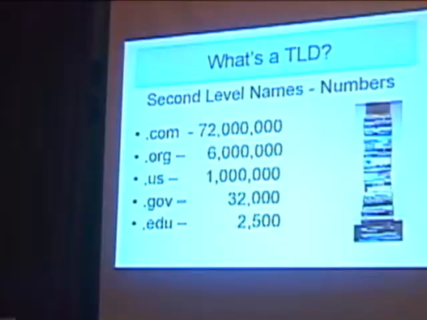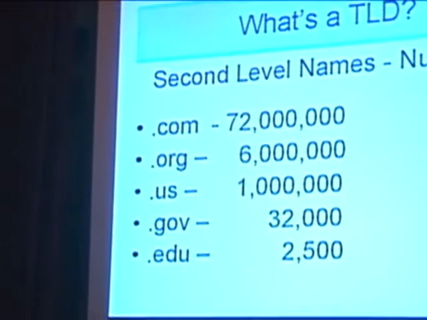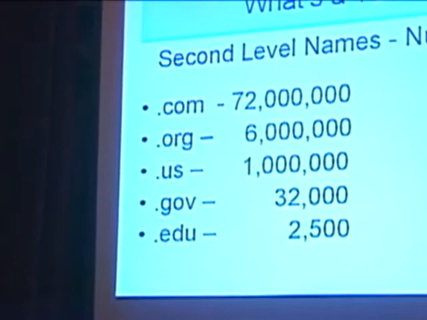How many TLDs are there? There are 20 generic ones, .com, .org, .edu, the ones you're generally familiar with. Plus there are country codes. Every country, you don't have to be too much of a country, but there are about 243 of them. In the second level domain area, there are 72 million .com names out there, 6 million names that end with .org, 1 million with .us, 32,000 .gov, and 2,500 with .edu.